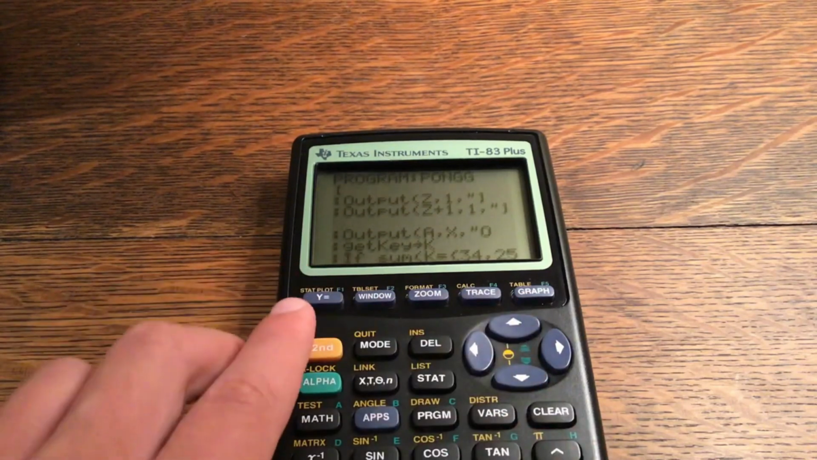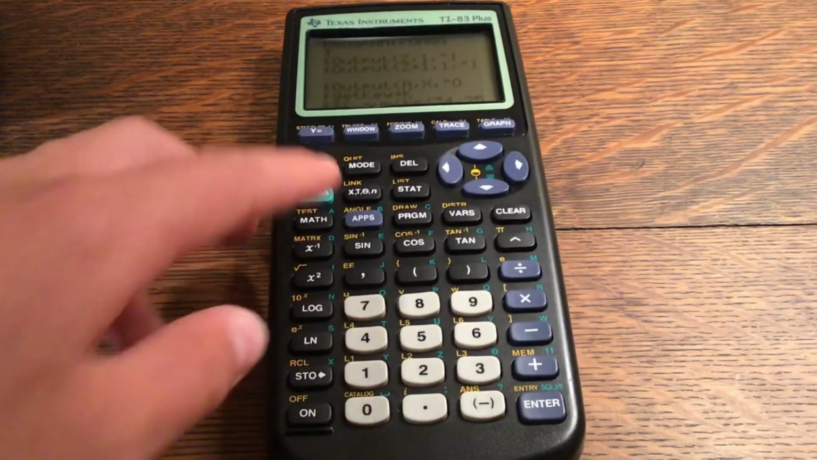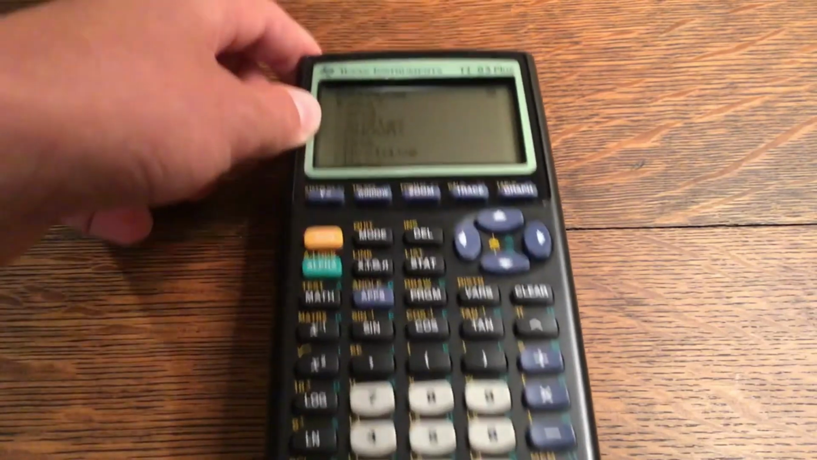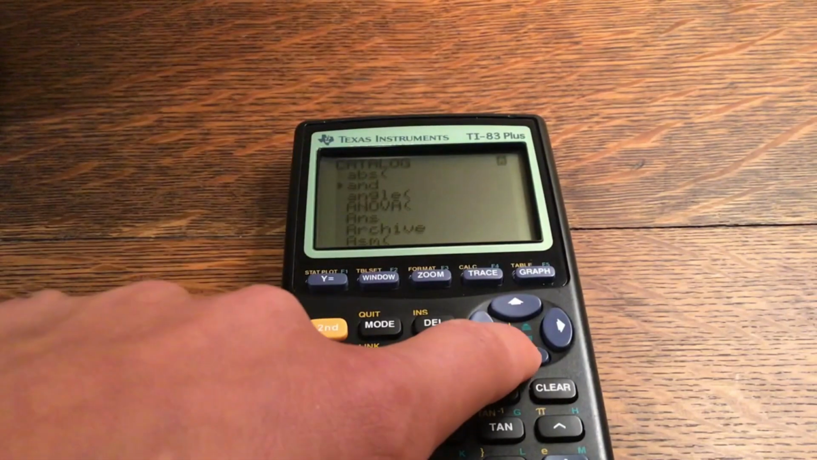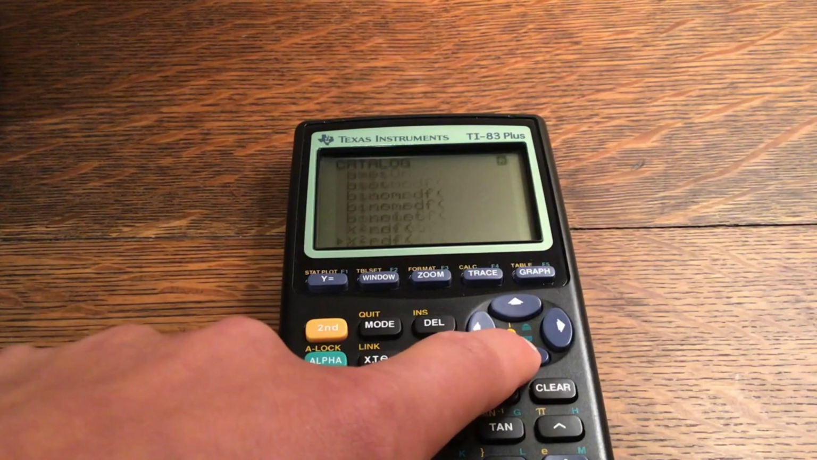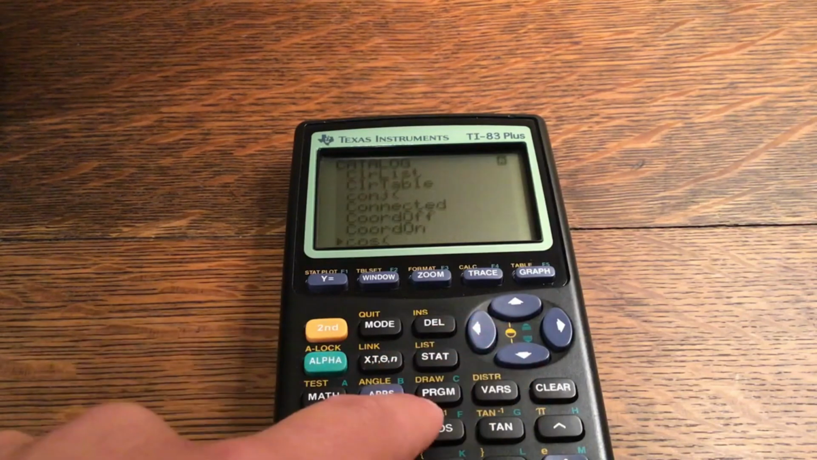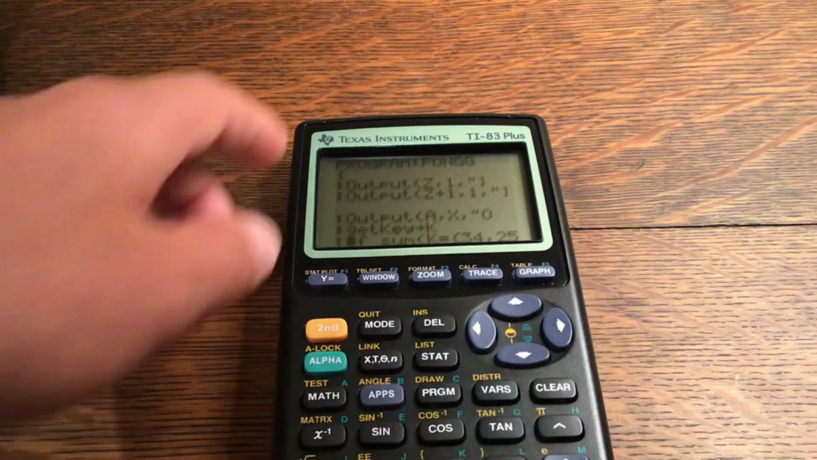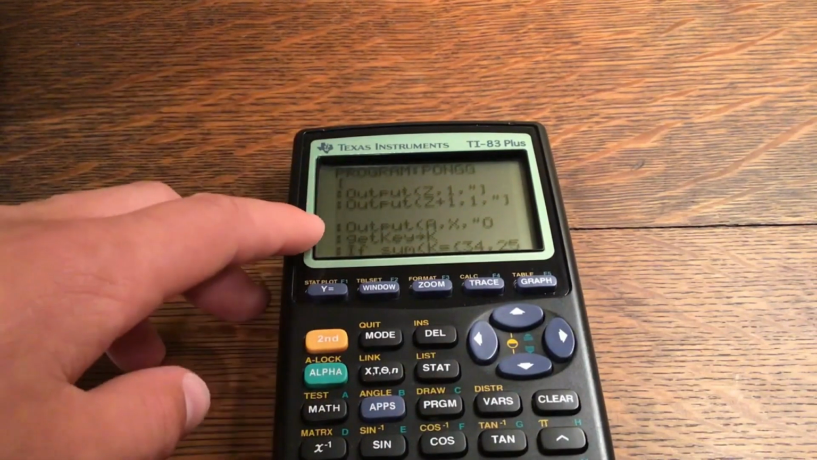Okay. And remember, you can also use second and 0, or the catalog, and it has the catalog of absolutely everything in the calculator, A to Z. So yeah, I'm just going to click clear that time to get out of that. Okay, so we just left off here.